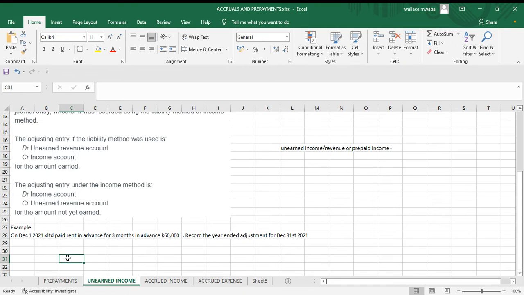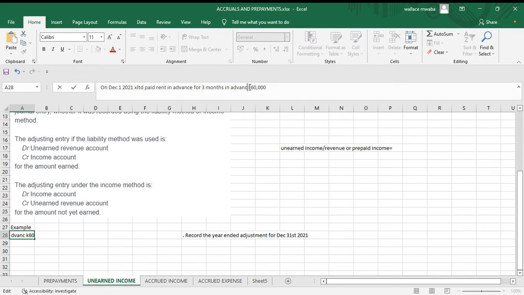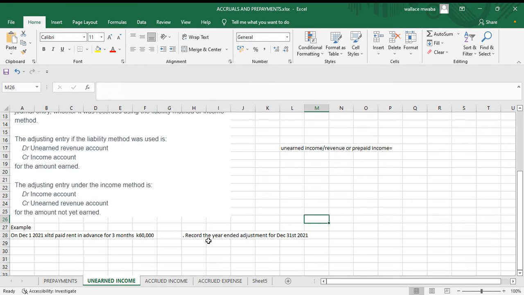On December 1st, 2021, X Limited paid rent in advance for 3 months, which is 60,000. Now we have to record the year-end adjustment for December 31st, 2021. From December 1st to 31st, the timeline is 1 month. We have used up 1 month.